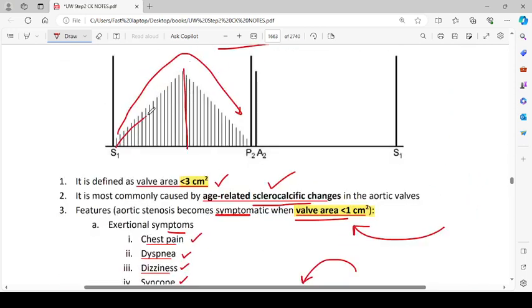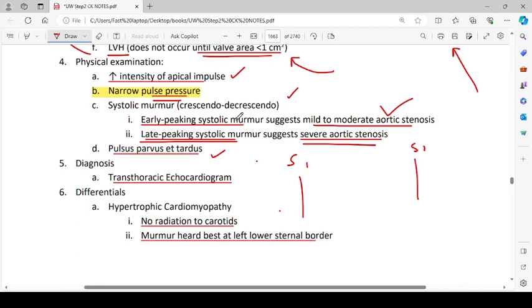If this peak comes later, like here, it means that the situation has become worse, because the peak is when the maximum flow of blood is moving through the stenosed aortic valve, right? If it is coming late, it means that the cusps are not letting any blood in during the earlier phase, so the ventricle has to push much harder, and the peak comes all the way over here. So it suggests a severe condition.